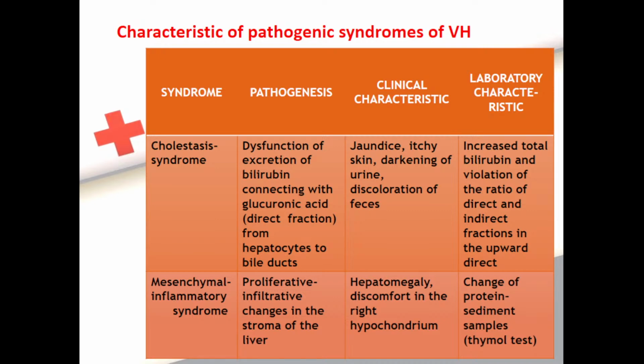Then, mesenchymal inflammatory syndrome: proliferative infiltrative changes in the stroma of the liver, hepatomegaly, discomfort in the right hypochondrium as clinics, and changes of the protein sedimentation sample in the thymol test. The thymol test is especially typical for hepatitis A.